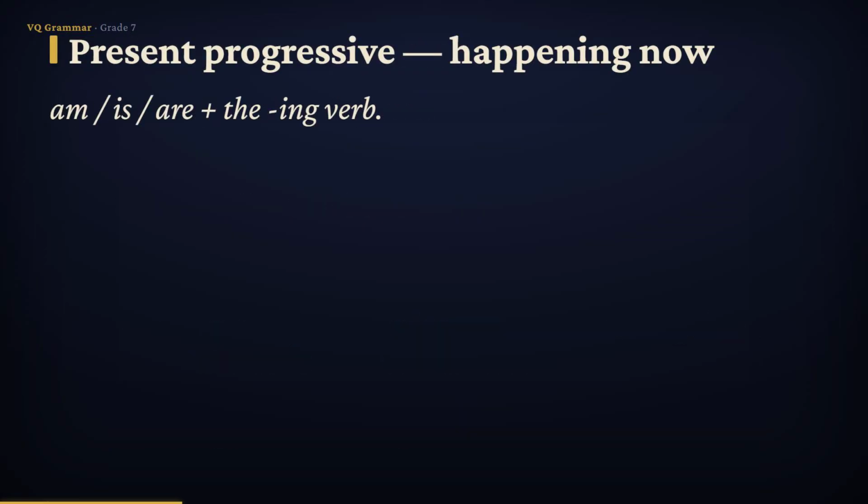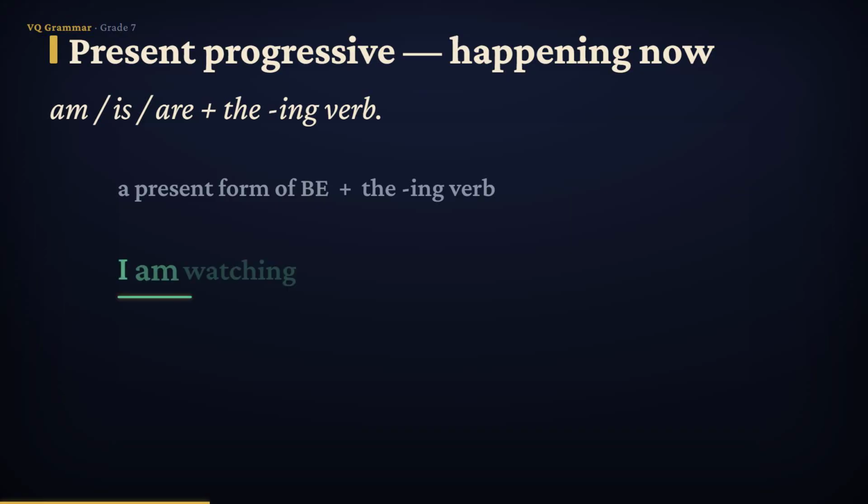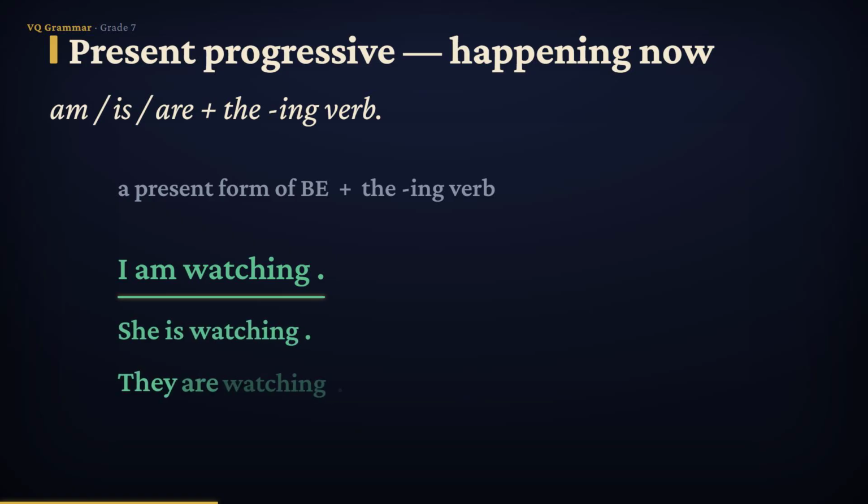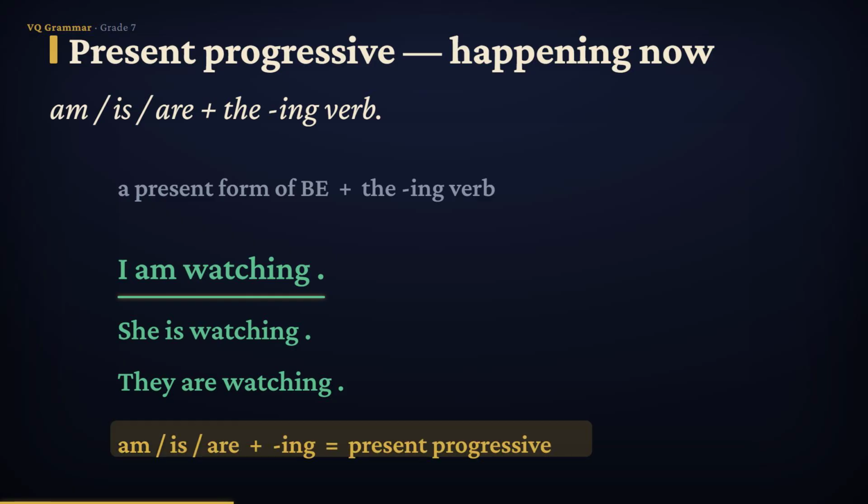Let's zoom in on the present progressive form. It names an action continuing right now in the present. The recipe is a present form of be, that's am, is, or are, plus the ing verb. Listen, I am watching the storm. She is watching too. They are watching from the porch. In every one, a present be verb teams up with watching. That's the present progressive. The action is happening as we speak.